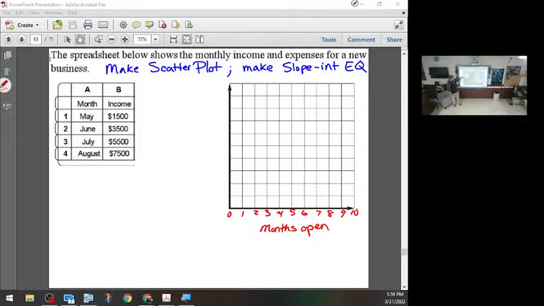Okay, where 1 would be May, the first month they're open. Next up, I'm going to have income. I need to go from 1,500 to 7,500. I'm just going to go by thousands. I'll be able to fit up through 10,000 on here. And even better, I can even do this.